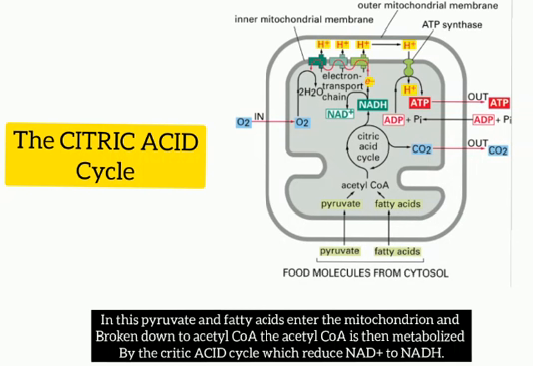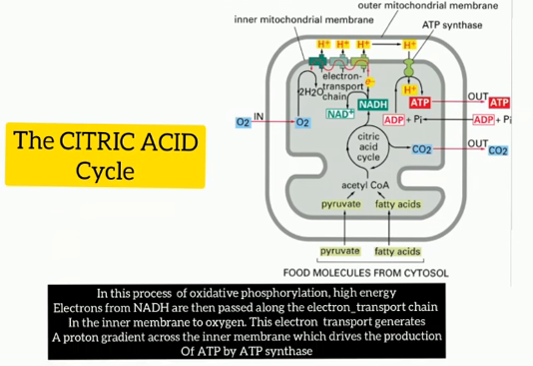In this process, pyruvate and fatty acids enter the mitochondria and are broken down to acetyl CoA. The acetyl CoA is then metabolized by the citric acid cycle, which reduces NAD to NADH. In the process of oxidative phosphorylation, high energy electrons from NADH are then passed along the electron transport chain in the inner membrane to oxygen. This electron transport generates a proton gradient across the inner membrane, which drives the production of ATP by ATP synthase.